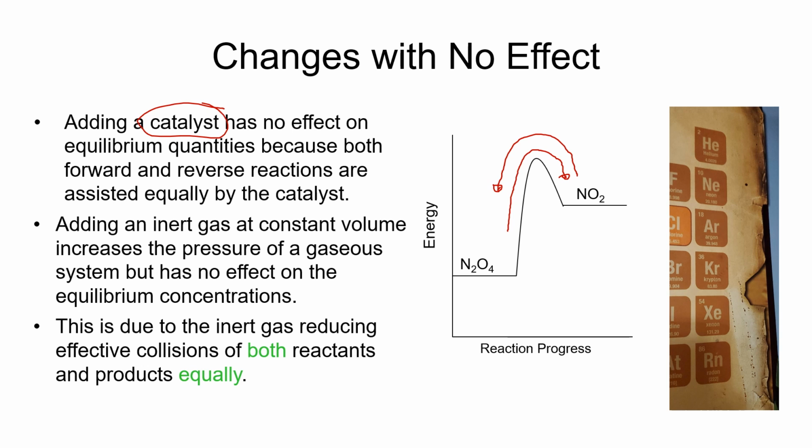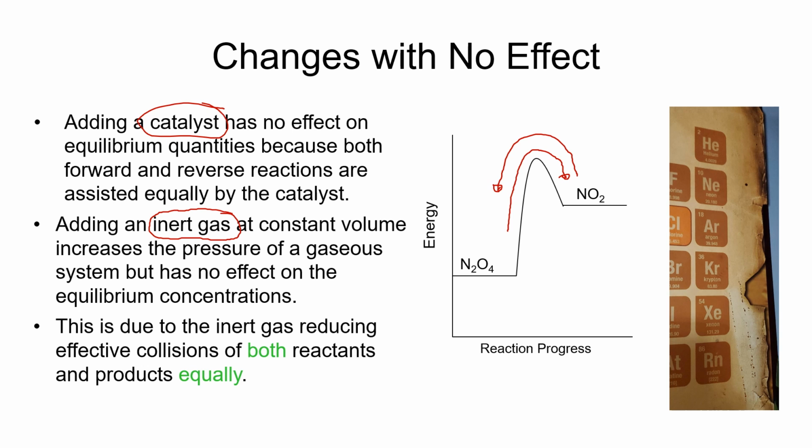The other one is adding an inert gas. An inert gas is just any gas that isn't involved in the reaction itself. And this, of course, would have the effect of keeping or increasing the pressure inside of a fixed volume container. But as long as the volume doesn't change, then the concentrations of all those components will not change either. And so this inert gas just ends up being another partial pressure that's added in there.